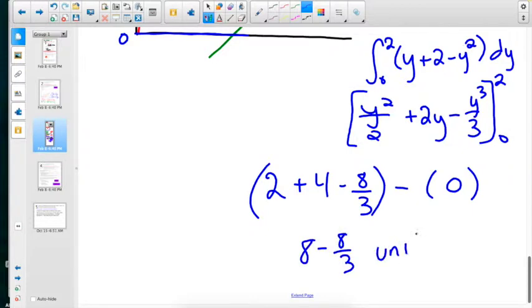Units squared. Okay. 6 minus 8 thirds. Wow, yes it is. 6 minus 8/3. Doggone it. Sometimes the simple stuff just really is hard. 2 plus 4 is not 8. Okay.